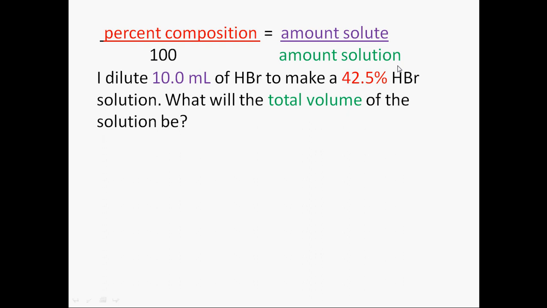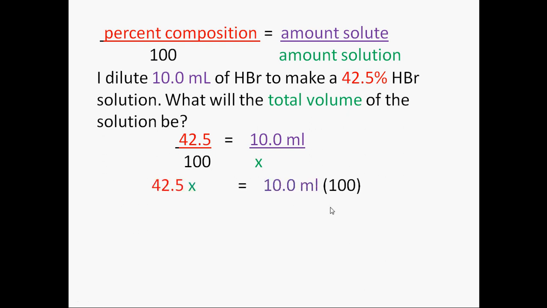So let's plug everything into the equation. 42.5 over 100 is equal to 10 milliliters divided by x. Now, in order to get x by itself, right now it's in the denominator. I really don't like that. I want to get whatever I'm solving for in the numerator as quickly as possible. So to do that, I'm going to cross multiply. I'm going to multiply this numerator by this denominator, and set that equal to this numerator times this denominator. So that means that 42.5x is equal to 10 milliliters times 100.